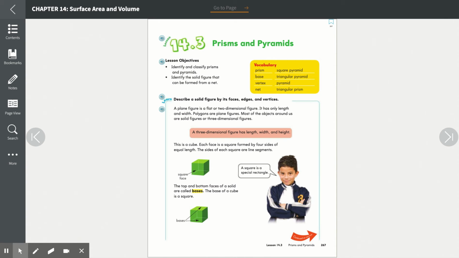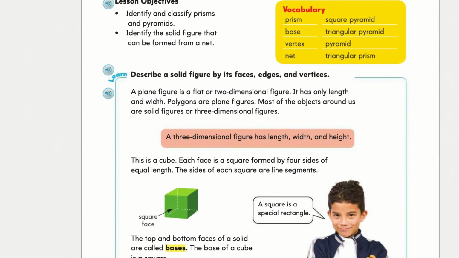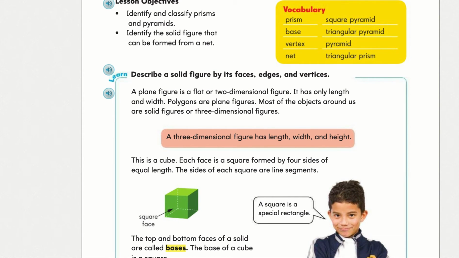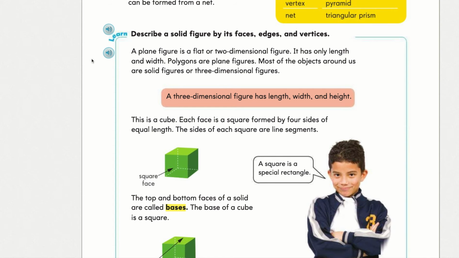Lesson 14.3, Prisms and Pyramids. So we're going to learn how to identify and classify prisms and pyramids and identify a solid figure that can be formed from a net. And we'll learn about that as we go along. So first, we're going to describe a solid figure by its faces, edges, and vertices.